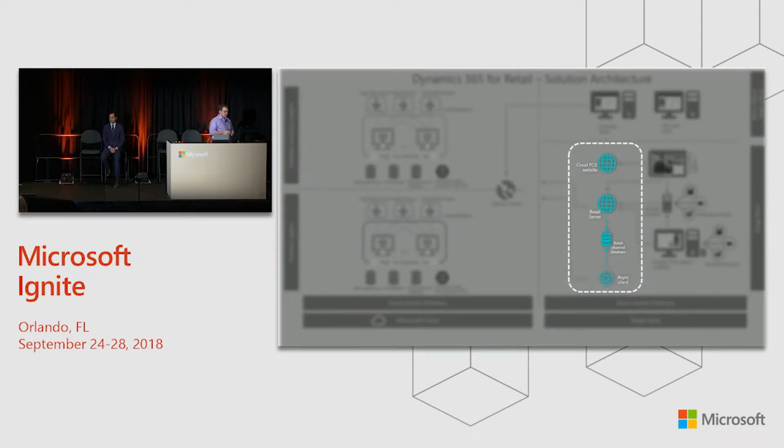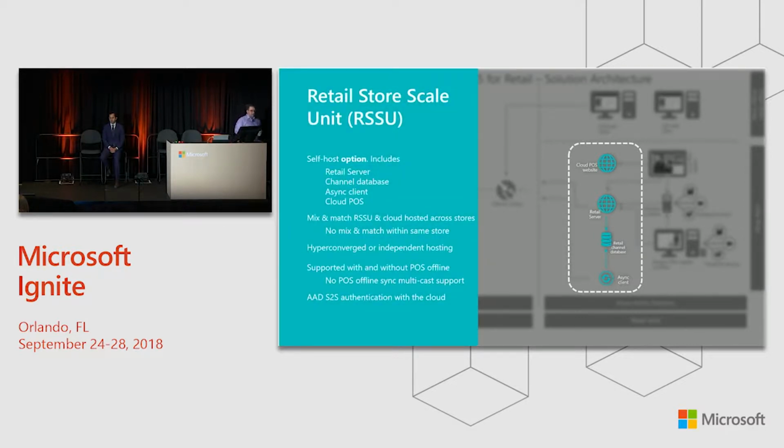So specific to the components that can occur, one of the newest ones is our retail store scale unit, which involves the cloud point of sale site, the retail server, the channel database, and the async client. These components can now be hosted locally on premises along with the cloud environment. This allows you to kind of mix and match. You end up having a lot lower latency times. You end up having cloud point of sale locally, so you don't have to worry about any potential issues with cloud architecture in that regard. You can still use point of sale offline, and this has a very secure service-to-service authentication to the cloud environment.